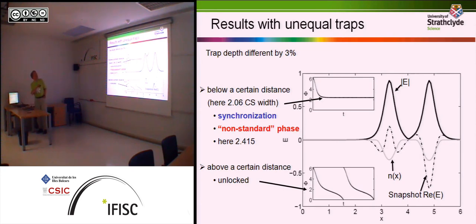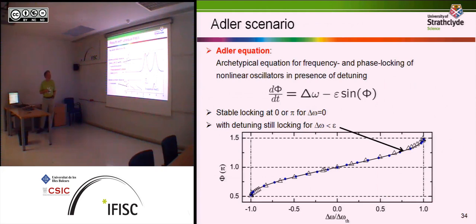And then you can vary the depths of the two traps, give the two traps a slightly different depth, which is the case in the experiment, and then you find phases which are not zero and not pi. In this example, it's 2.4 or whatever. Then if you do that systematically, you find that everything falls on a universal curve which agrees with the Adler curve. So you have here the detuning between the two solitons, which would be controlled by the difference in the depths of the traps they are residing in.